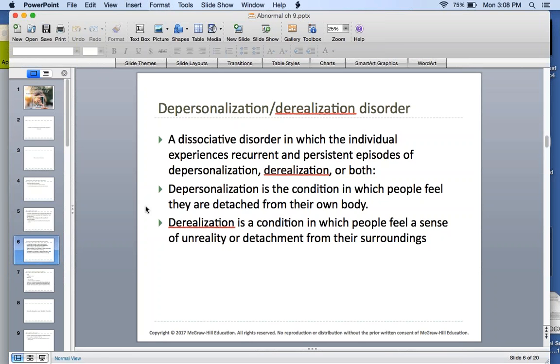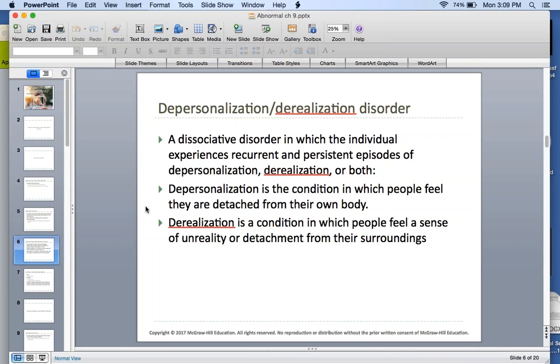So thinking about it as the person, it is you, it is your body that feels weird or wrong, okay? Now, derealization is a condition when people feel a sense of unreality, right? So as though the world is unreal, or detachment from their surroundings. So all of a sudden you feel like the couch looks weird, or the air feels or looks weird.